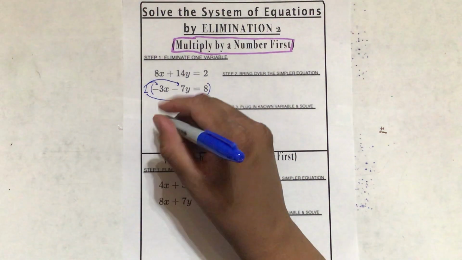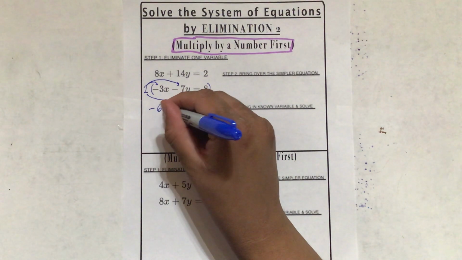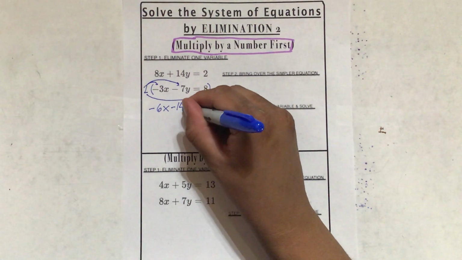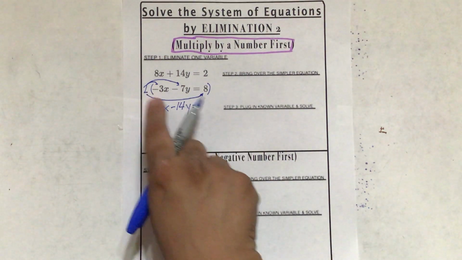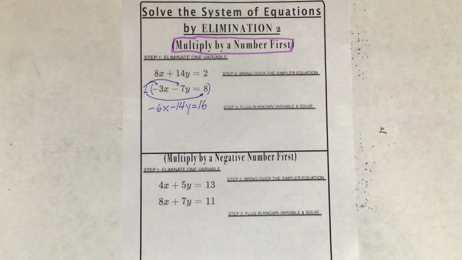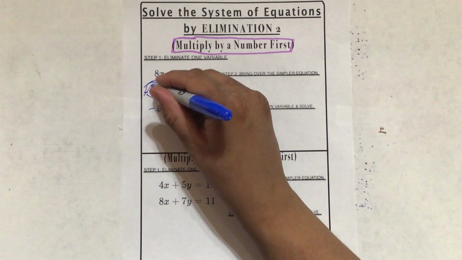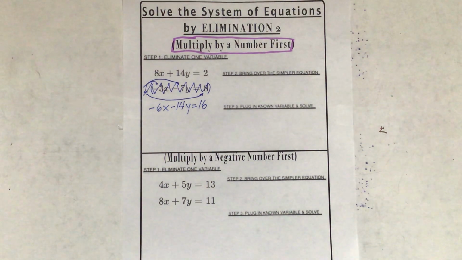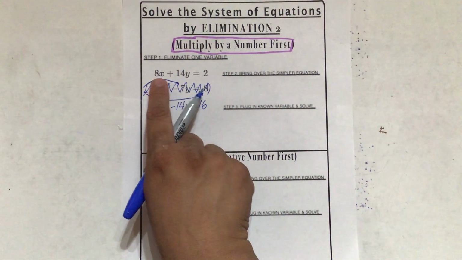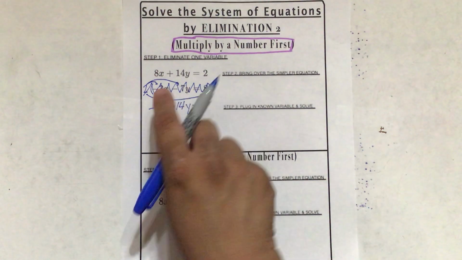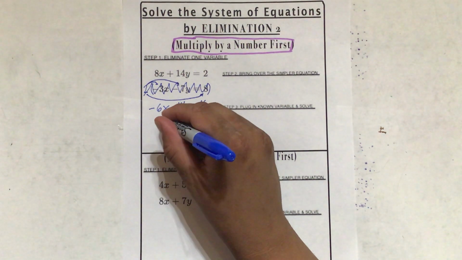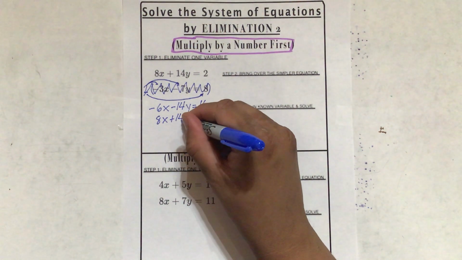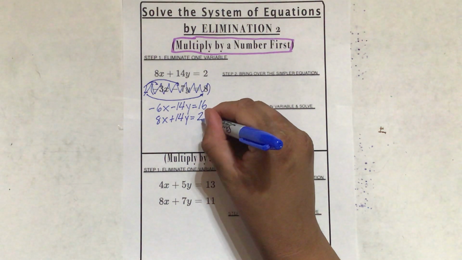So I'm going to multiply. 2 times negative 3 is negative 6x. 2 times negative 7 is negative 14y is equal to 2 times 8 is 16. Right? So technically, I don't even need this equation anymore because I changed it. Now you see this top equation here? I'm just going to write it down over here. Nothing changes, right under my new equation: 8x plus 14y is equal to 2.